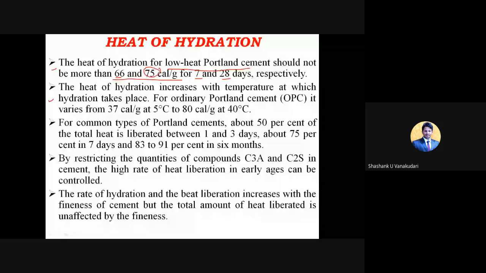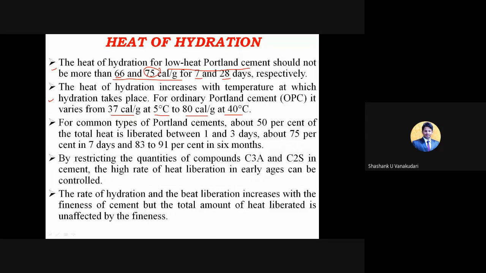For ordinary Portland cement, it varies from 37 calories per gram at 5 degrees Celsius to 80 calories per gram at 40 degrees Celsius. At 5 degrees Celsius, the same cement and the same water liberate 37 calories per gram. But when you mix them at 40 degrees Celsius, it is 80 calories per gram. Just assume how it liberates the heat. At 5 degrees Celsius the heat of hydration will be 37 calories per gram, and at 40 degrees Celsius it will be 80 calories per gram.